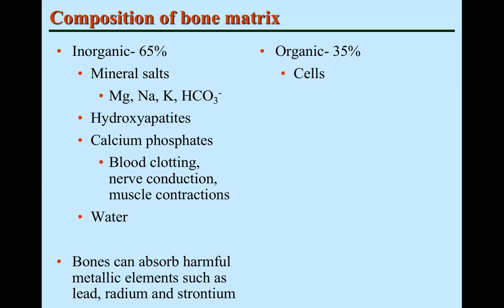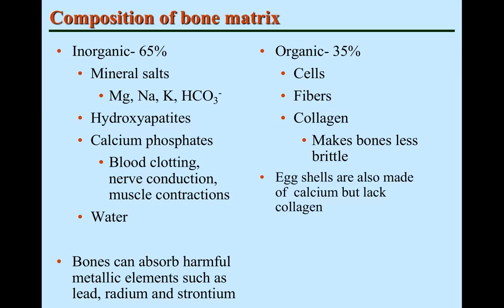The organic stuff that makes up your bone is going to be cells, so it's going to be osteoblasts, osteoclasts, osteocytes, all of those. Fibers like collagen. And the collagen is important for bones because it makes the bones a lot less brittle. Remember, I told you guys before the eggshells were also made up of calcium and calcium phosphates, but they don't have collagen. So that's why an eggshell is so brittle, but our bones are not.